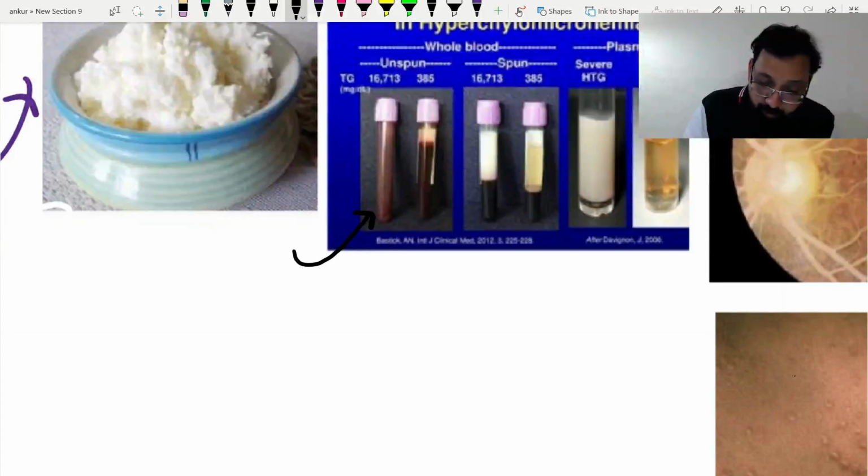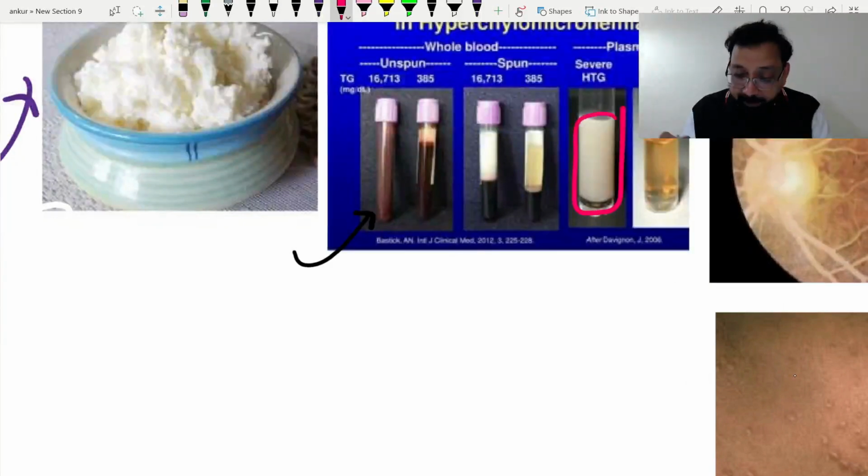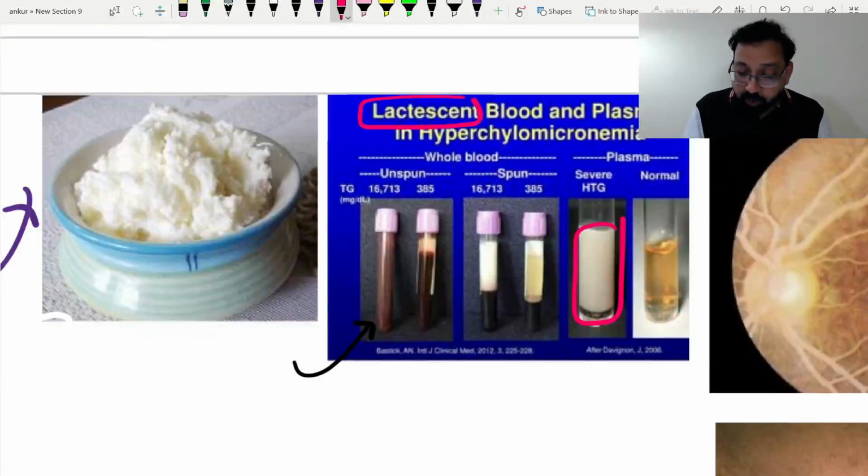First question: a question was asked in AIIMS that there was a patient, you took a sample, and you found milky white plasma. Milky white plasma is due to triglyceride. Milk word: lactescent. Sometimes you will find lactescent blood, lactescent plasma.